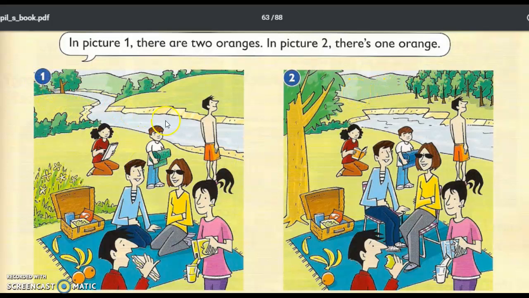In picture 1, there is a field, but in picture 2, there is a forest.